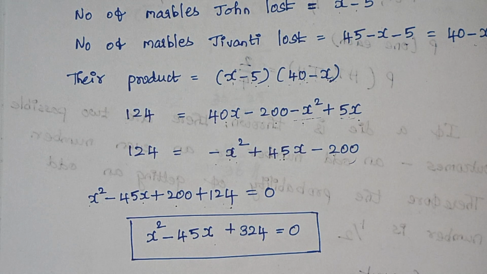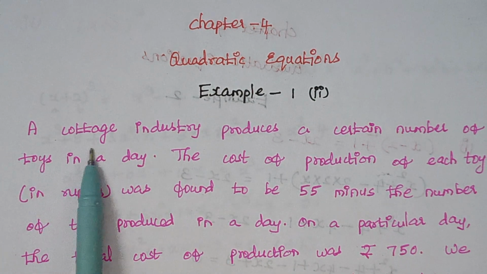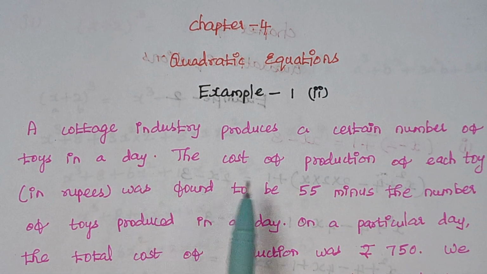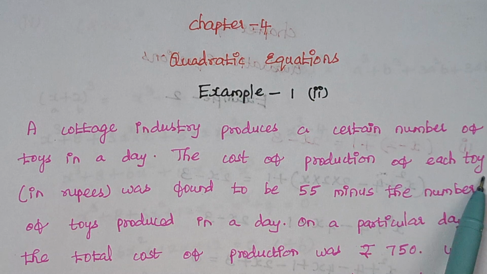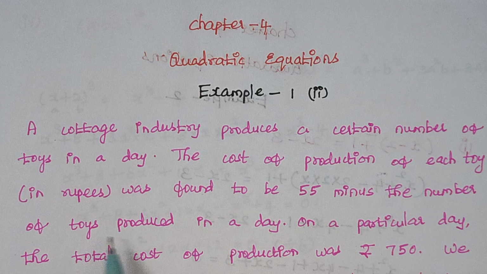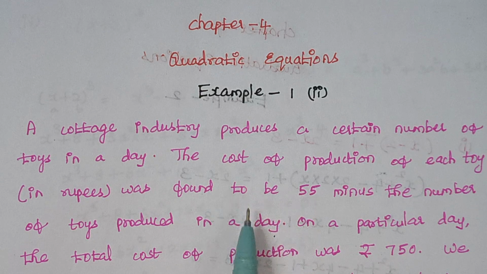Now we will proceed with the second part of example 1. The question is: a cottage industry produces a certain number of toys in a day. The cost of production of each toy in rupees was found to be 55 minus the number of toys produced in a day. So here I believe you can understand.